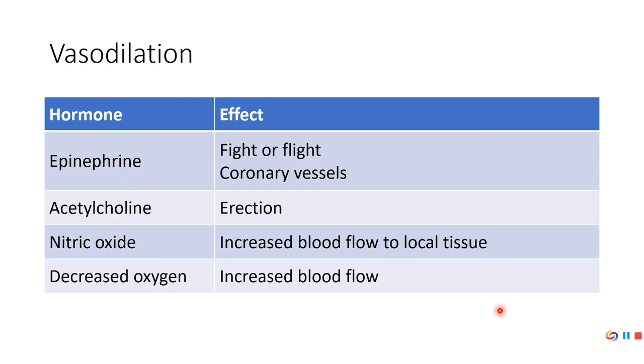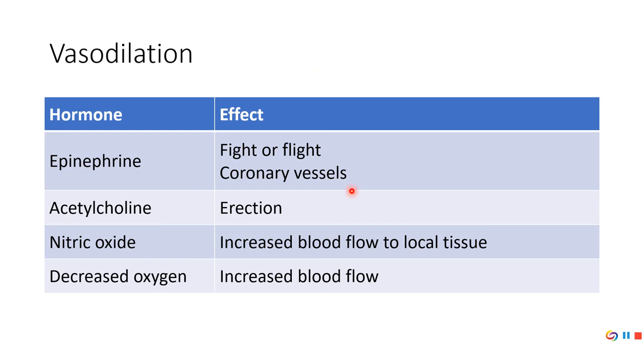Okay, and so here we go. Now, you're like, wait a minute, you just said epinephrine causes constriction in the systemic vessels, and that's true. The exception is the coronary vessels. If I've got a fight or flight response, that means my heart's going to have to work harder, and so epinephrine actually dilates my coronary vessels.